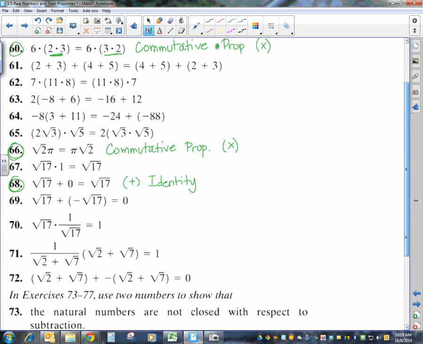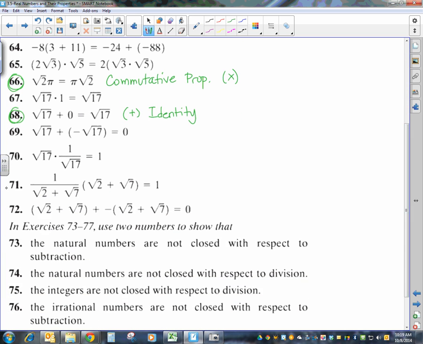Okay? And the last one I want to look at, and I'm going to let you get started. The square root of 2 plus square root of 7 plus negative square root of 2 plus square root of 7 equals 0. This is the opposite of that. So that's like the property that says A plus negative A equals 0. So hopefully you can see that that is the additive inverse. All right, do your best on those, and if you have any questions, please come see me.